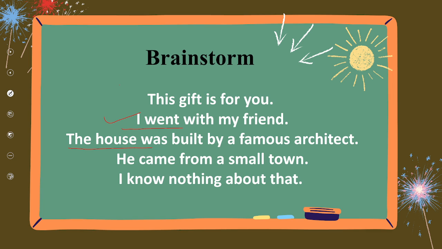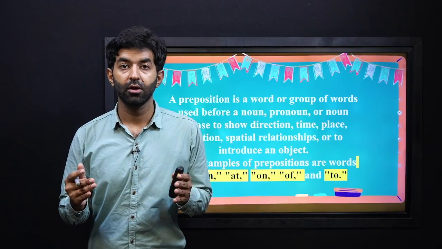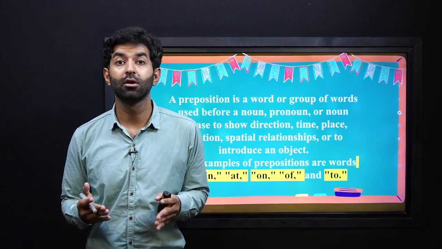All right. In the first sentence, we have, this gift is for you. For over here is a preposition. With, by, from, and about. All these are your prepositions. They have different functions. Now, do we know about what a phrase is? Yes, we know that a phrase is actually a group of words, and you combine different words, but they do not make complete sense.